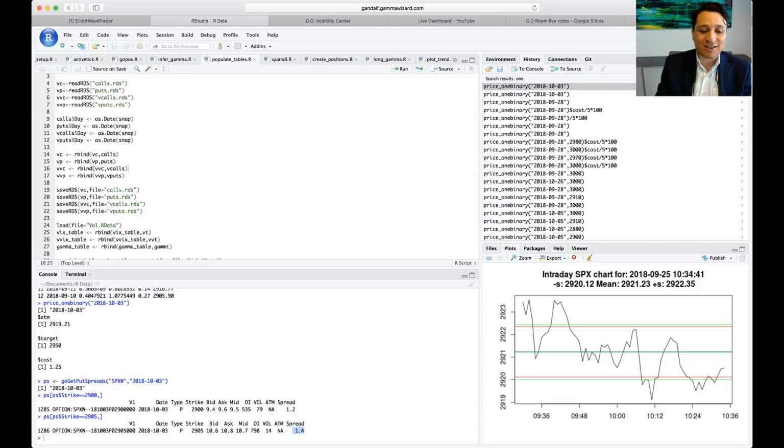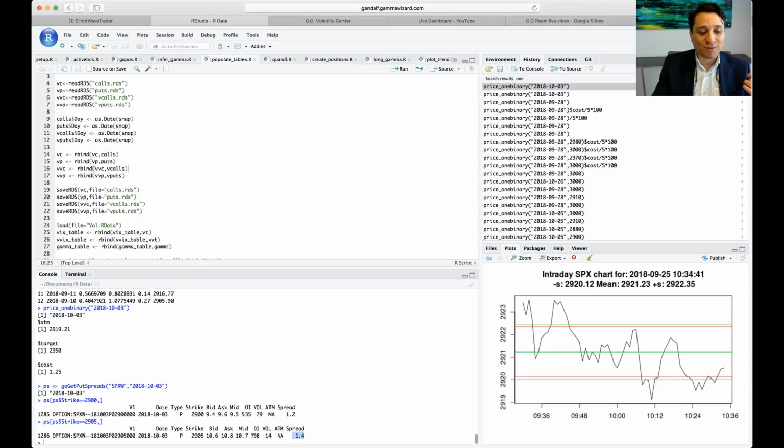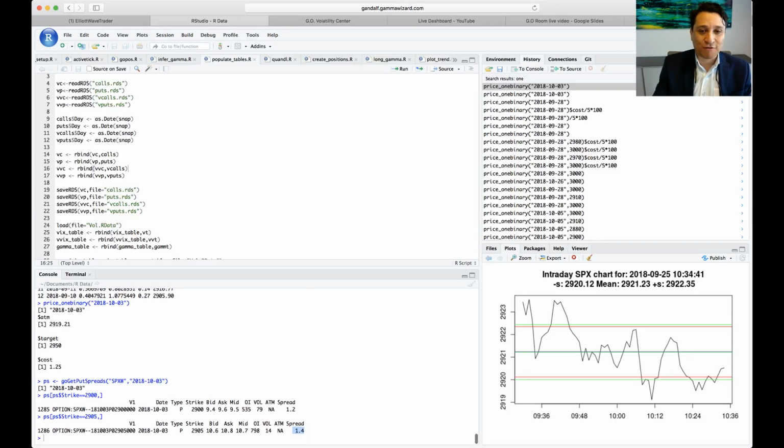And how does a risk reversal work? You sell this spread and you collect 1.4 credit, and then you buy the vertical spread, which is 1.25, and you get a little credit of 15 cents. And what did you do there? I mean, what is the whole point of doing that?